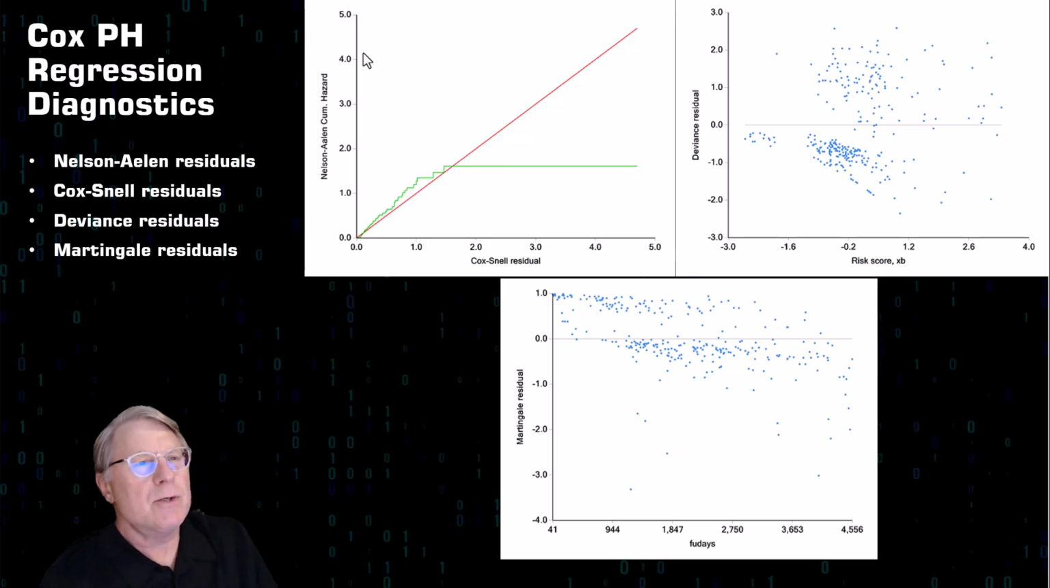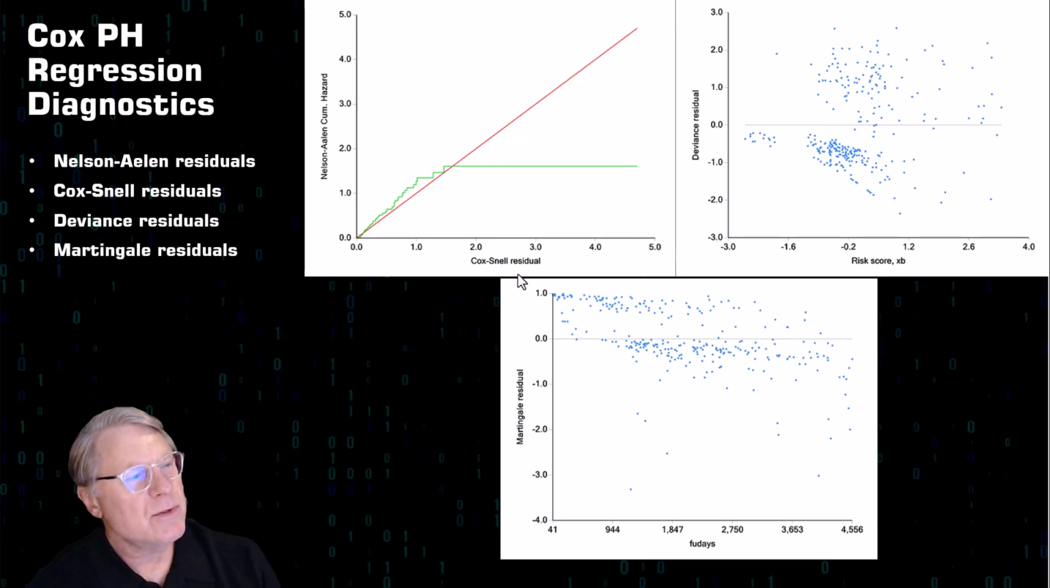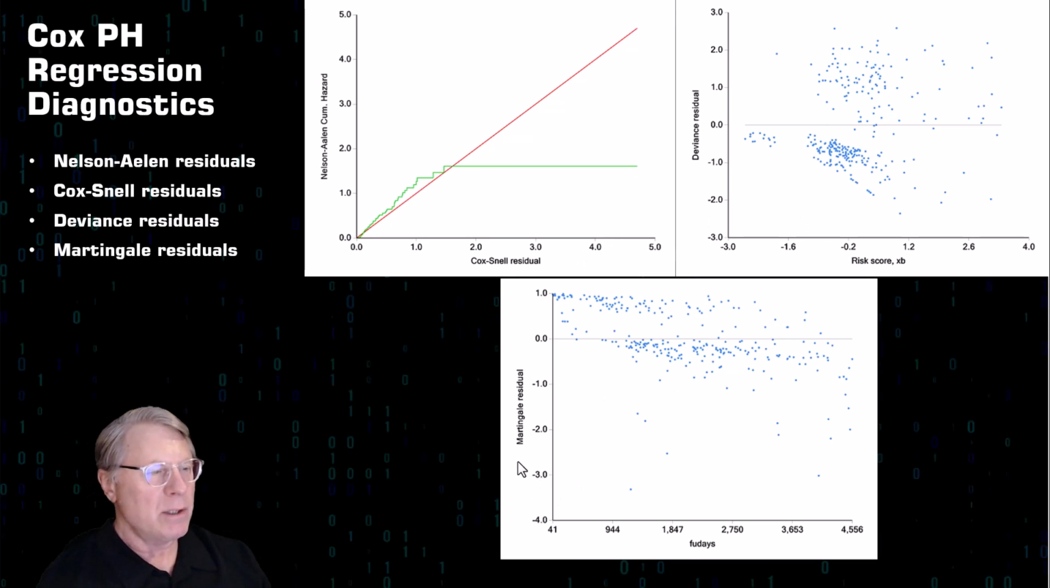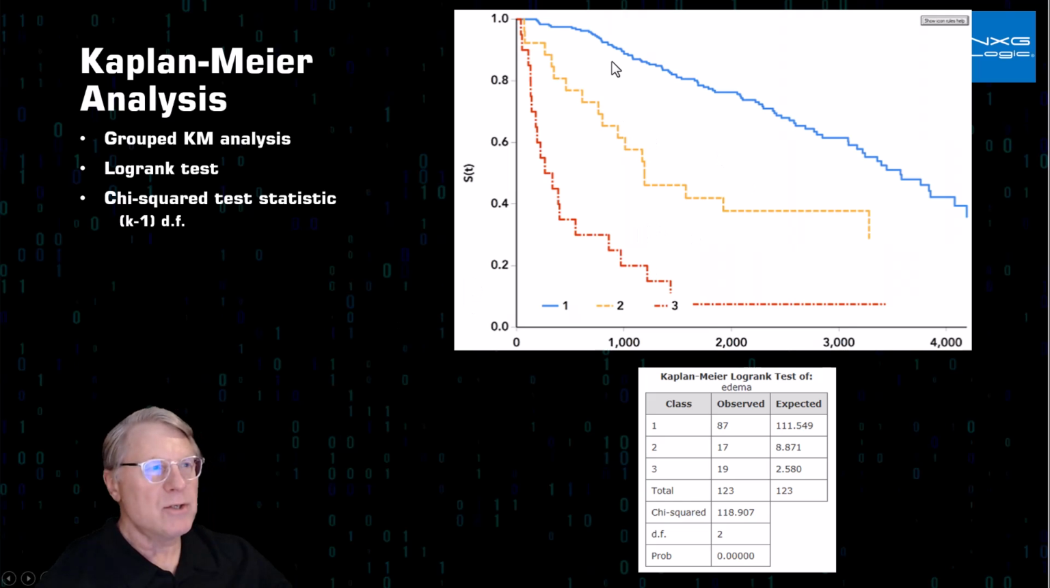Here are the 3 residual plots from Cox PH regression. First, you have the Nelson-Aalen residuals versus Cox-Snell. Then the deviance residuals versus the risk score, and Martingale residuals versus the follow-up days. For Kaplan-Meier analysis, you obviously have the plot of survival curves as a function of days. Here's the survivorship function on the y-axis. And then the log rank test has the observed and expected number of failures or events that were observed in the data set, and the chi-squared statistic and the associated degrees of freedom.